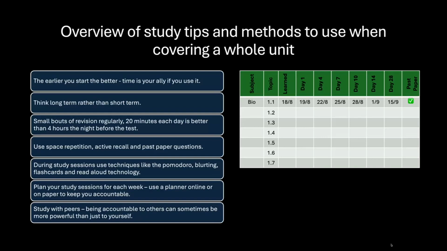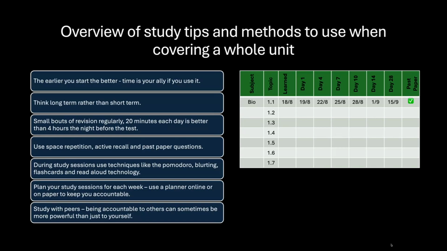Small bouts of revision regularly, i.e., 20 minutes a day, is better than 4 hours the night before the test. Okay, so if your test is in a week, for example, don't think, okay, I'm going to wait until the night before and then study the whole evening or do an all-nighter or something daft like that. Instead, think, okay, I've got 7 days. If I do 20 minutes or half an hour each day for the next 7 days, I'm probably going to cover most of the content. And that's going to be better for you than trying to do 4 hours the night before.